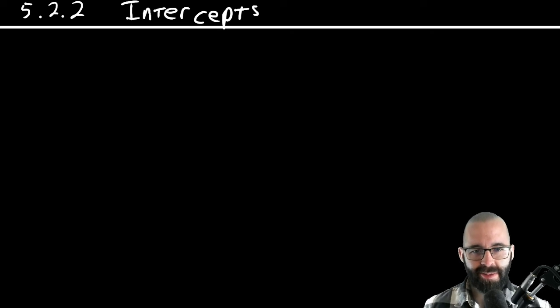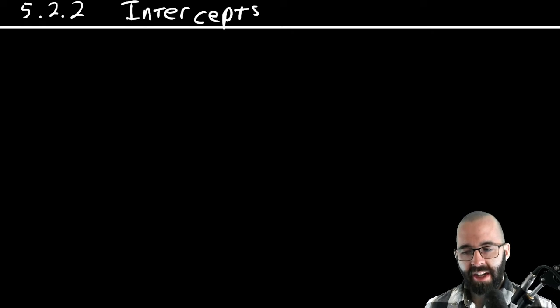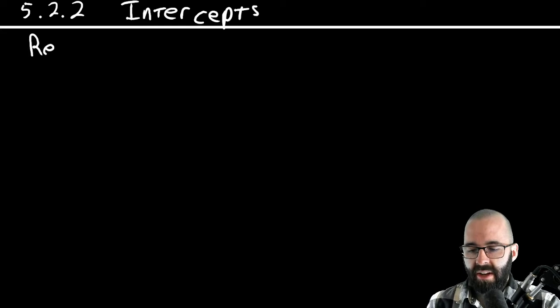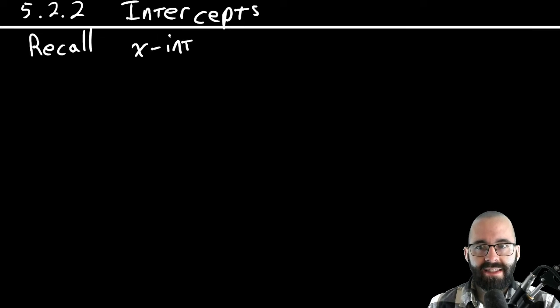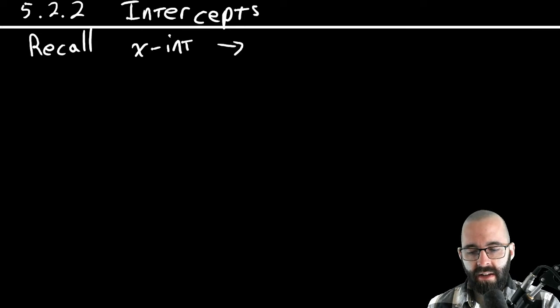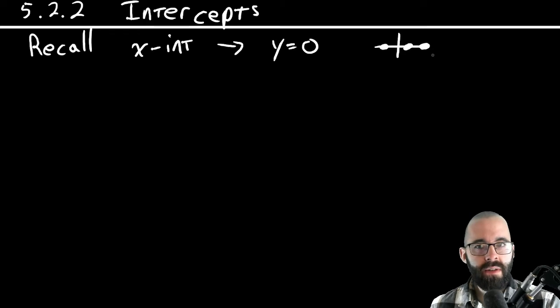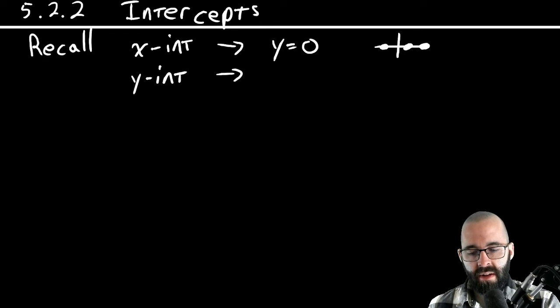let's talk about intercepts. So intercepts are something that people have dealt with before, and we're just going to do a quick recollection here. Recall that the x-intercept, that's where it crosses the x-axis, and that just means that y equals 0, right? So x-intercepts are the points where y equals 0. Y-intercept, there's always only ever one of them, and that is the single point where x equals 0.